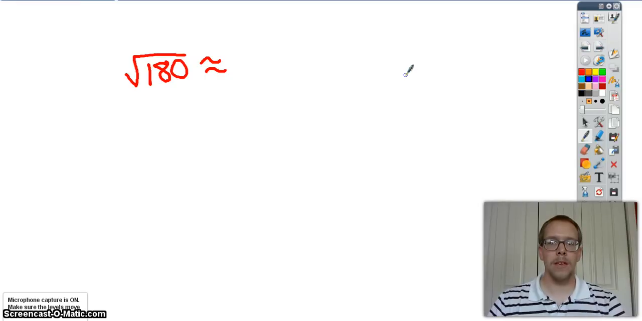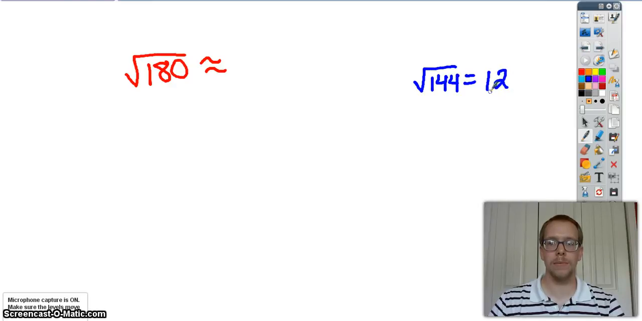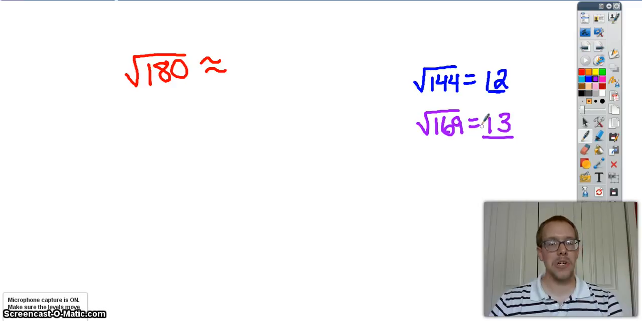For instance, we know that the square root of 144 is equal to 12. 12 times 12 would give us 144. And if you have any trouble with that, go back and watch the other screencast. Now, what's another perfect square result? Well, we know that the square root of 169 is 13. We know that 13 times 13 is 169. And that's getting pretty close to our 180 here as our radicand.